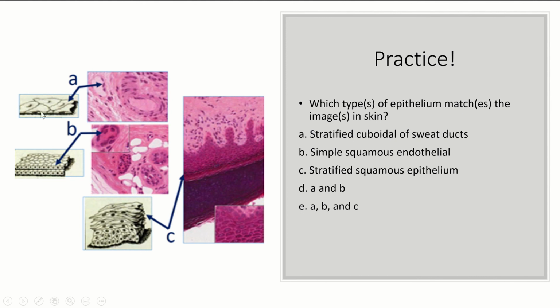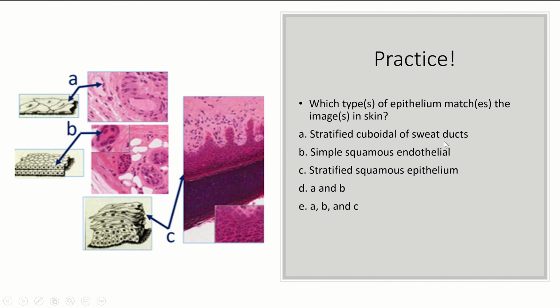Okay, so now we're doing some matching, which type of epithelium also matches the image. So A, so these look like very flat cells and there's only one layer. So that would be simple squamous. Right here we've got a little blood vessel. And remember, blood vessels, we want really flat cells and only one layer. So that would be simple squamous, right? So both of these are simple squamous.